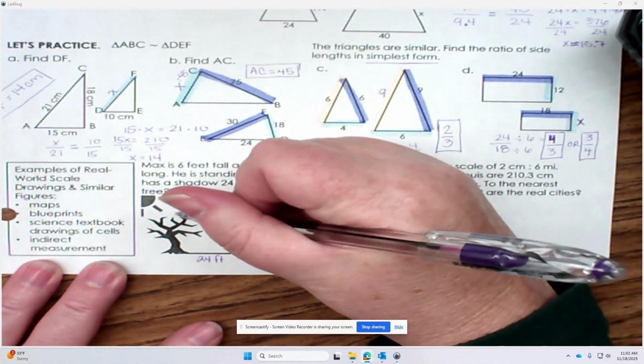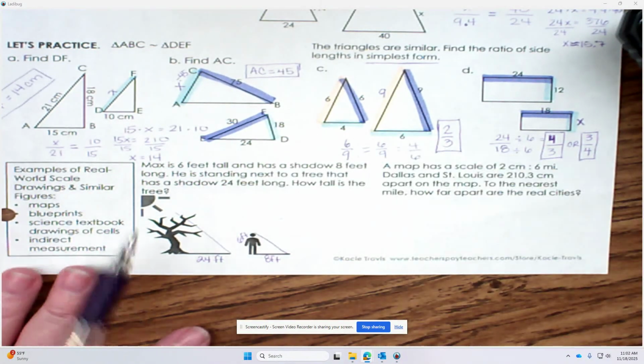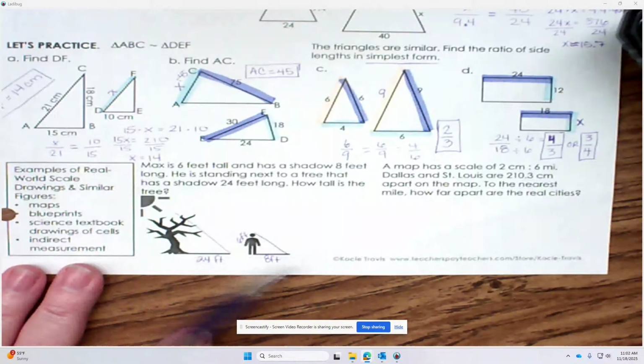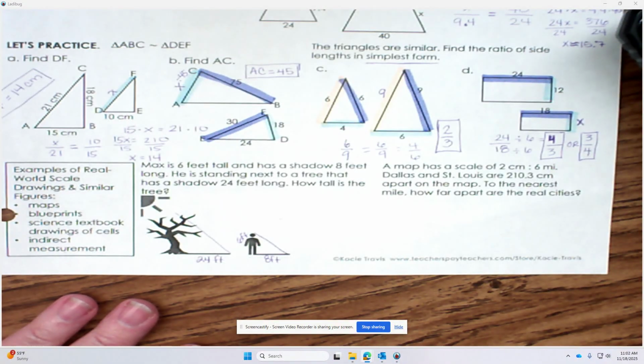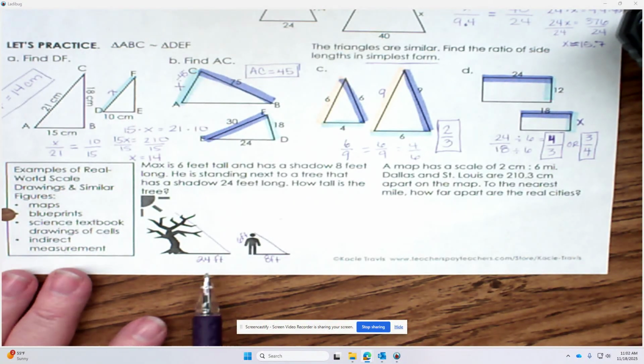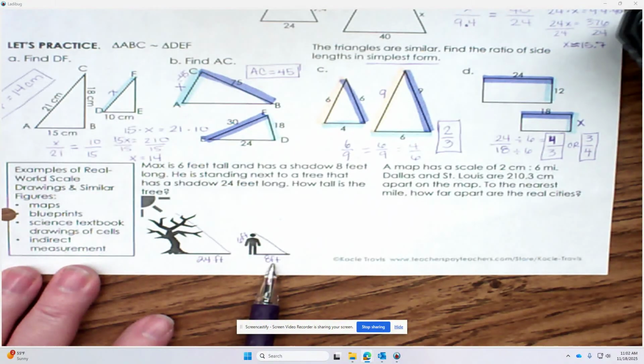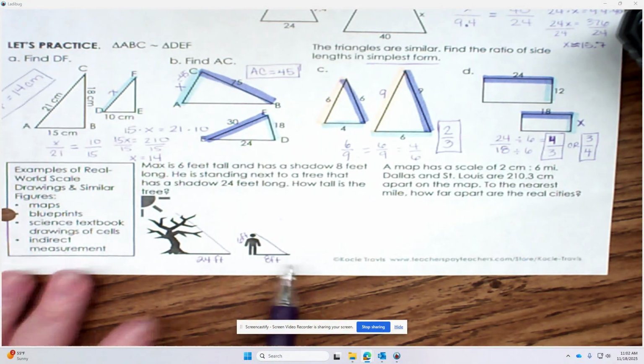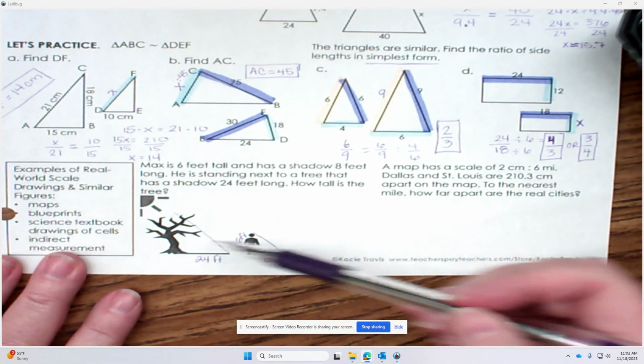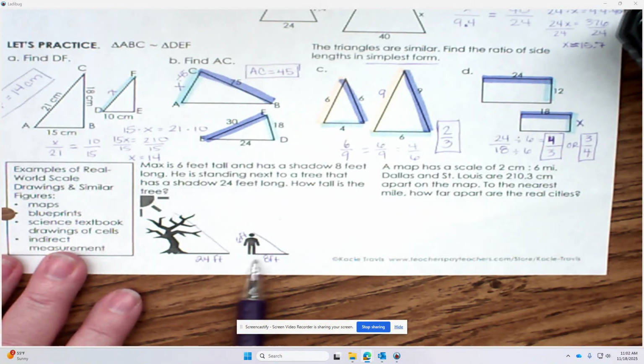We've got the same situation. This kind of makes a triangle with the angle of the sun. Okay, and so what we're going to do is look at this and figure out which parts are corresponding. So do you think the shadow corresponds with the shadow? Or do you think the height of the tree corresponds with the shadow? Me, I'm looking at this and I think height corresponds with height and shadow corresponds with shadow.